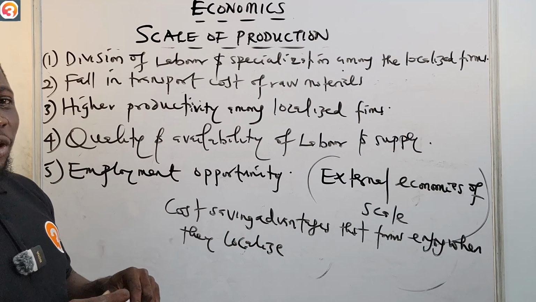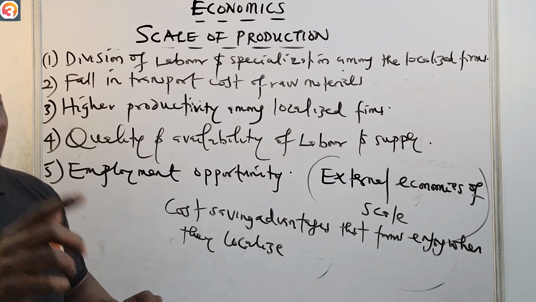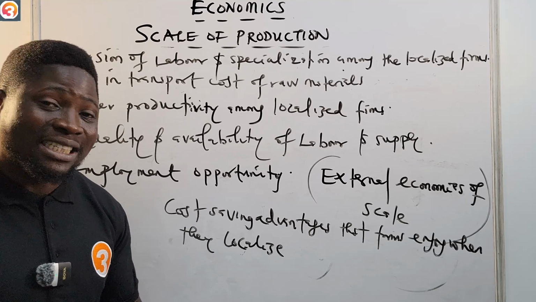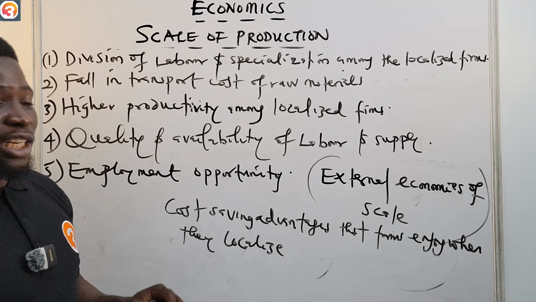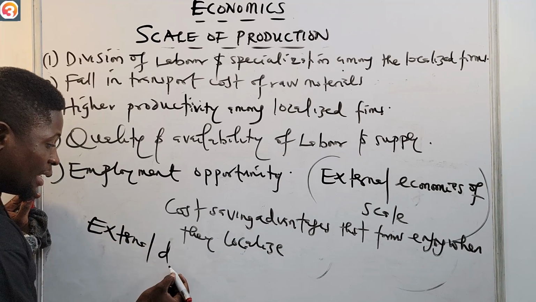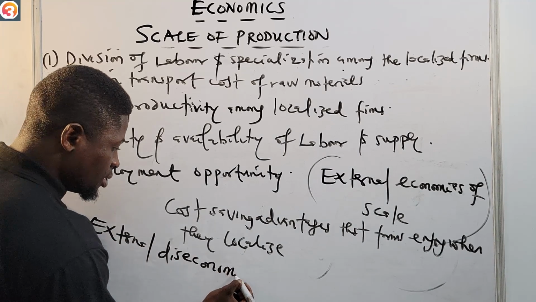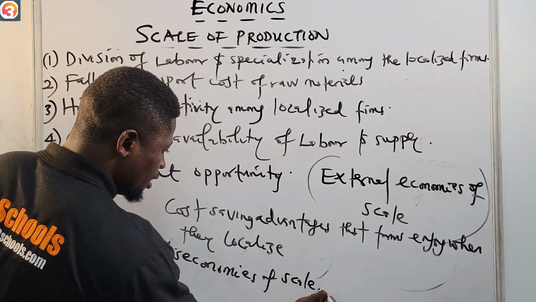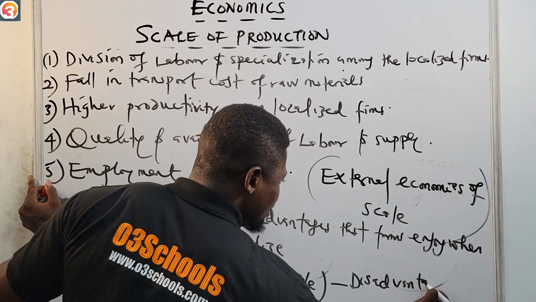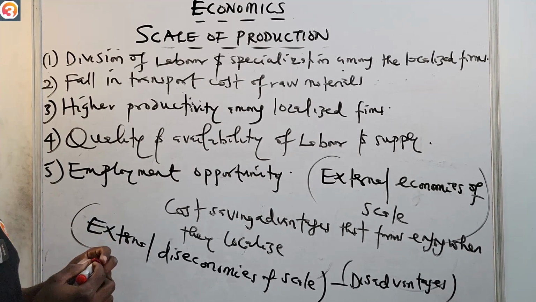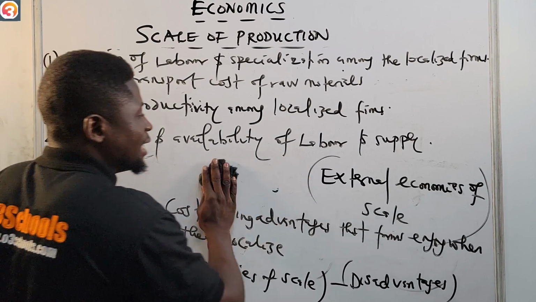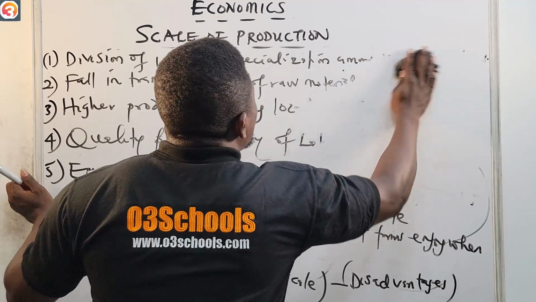So now let's quickly look at external diseconomies of scale. They enjoy advantages, but they also suffer some disadvantages when they localize. We call that external diseconomies of scale. They are the disadvantages that firms suffer when they localize. If I'm not too busy, let's quickly look at some of these disadvantages and we'll be done with this class.